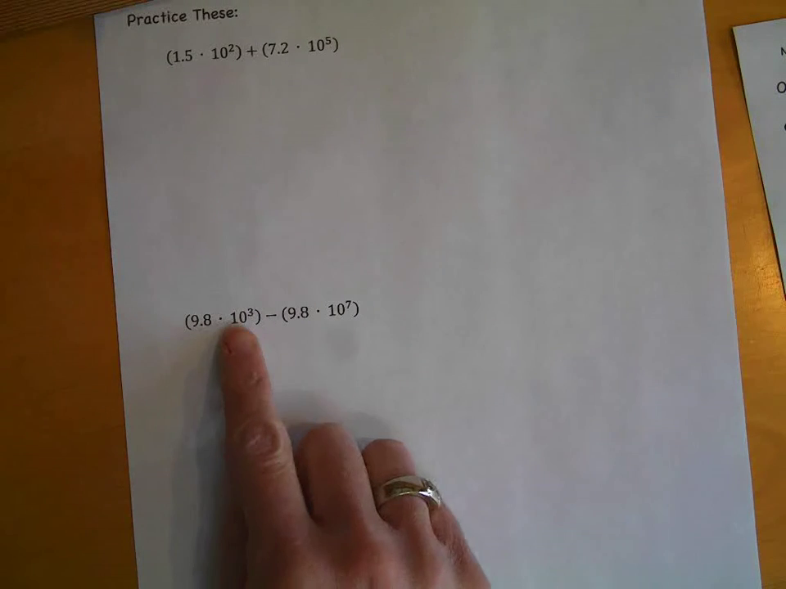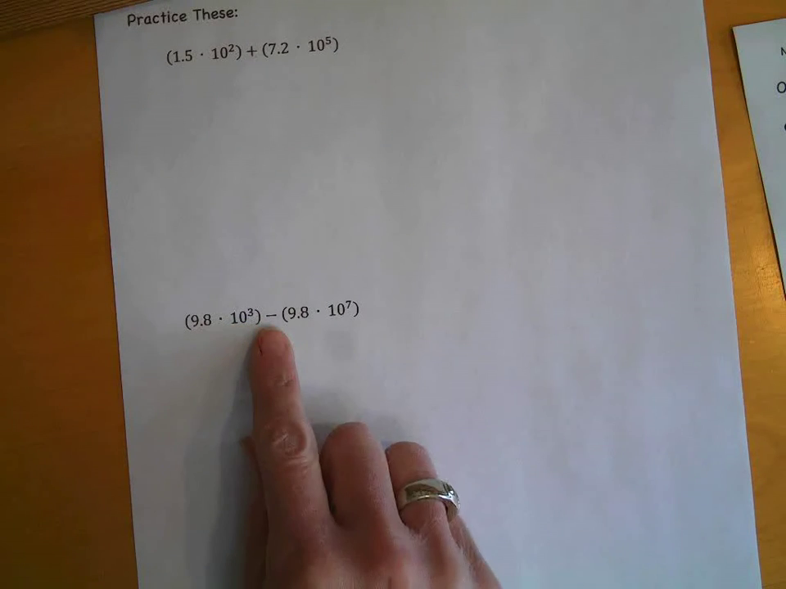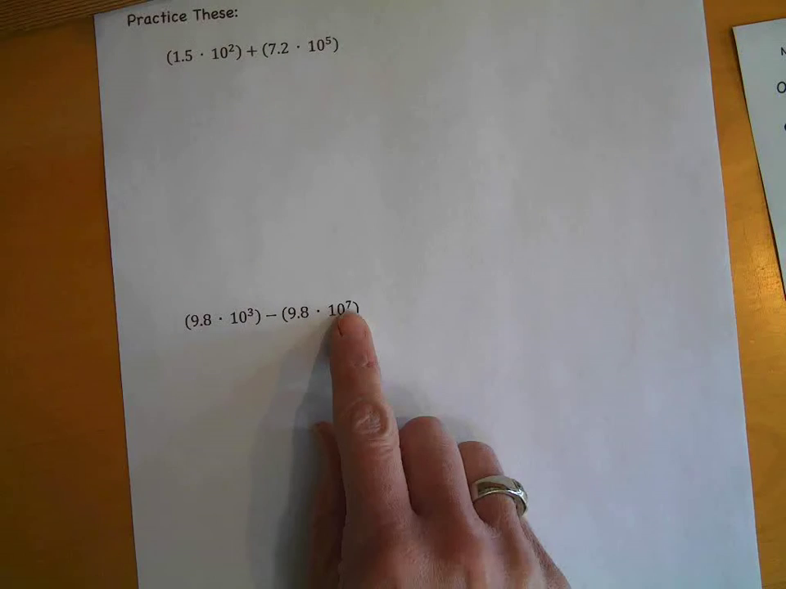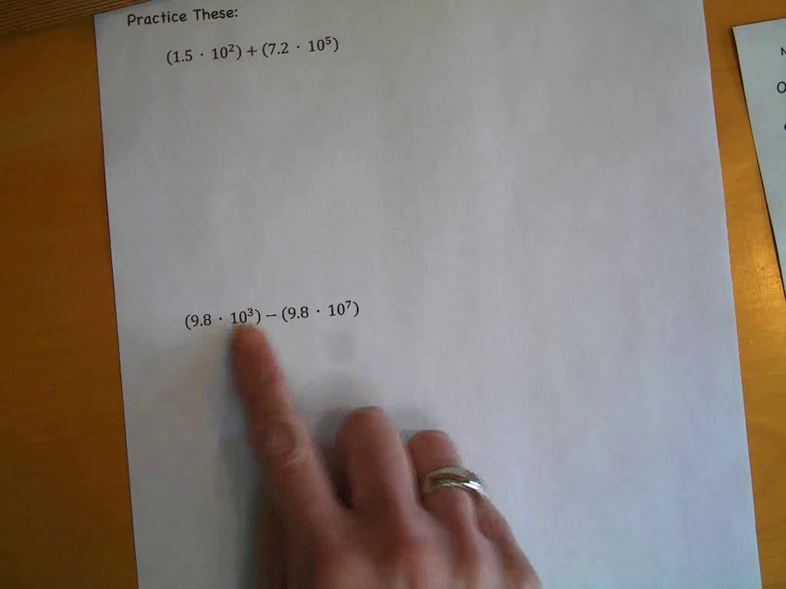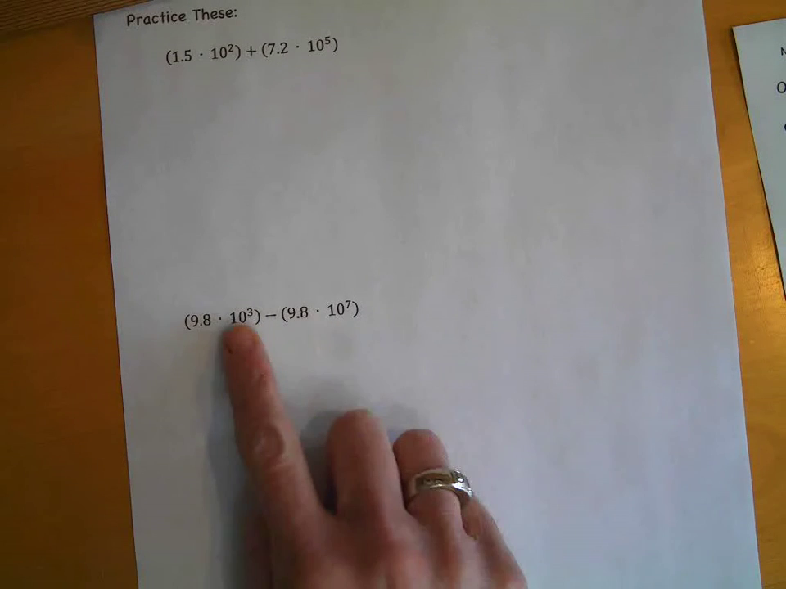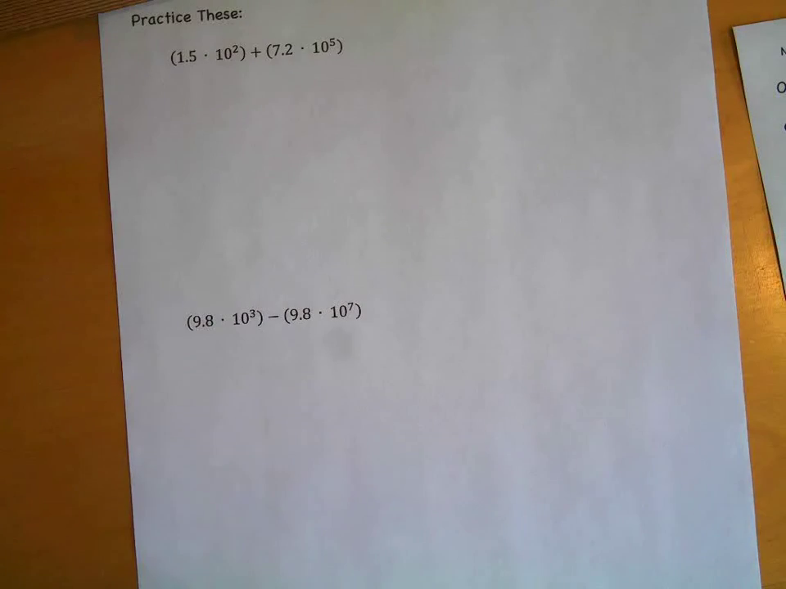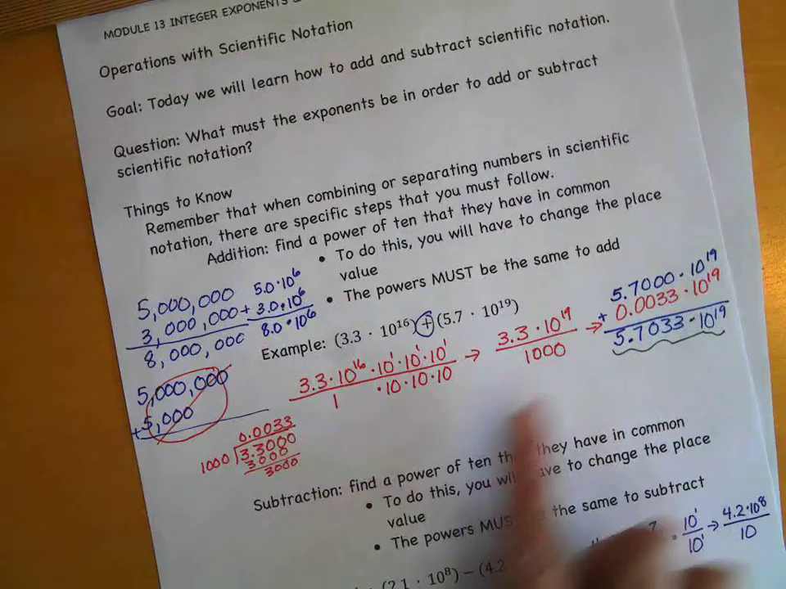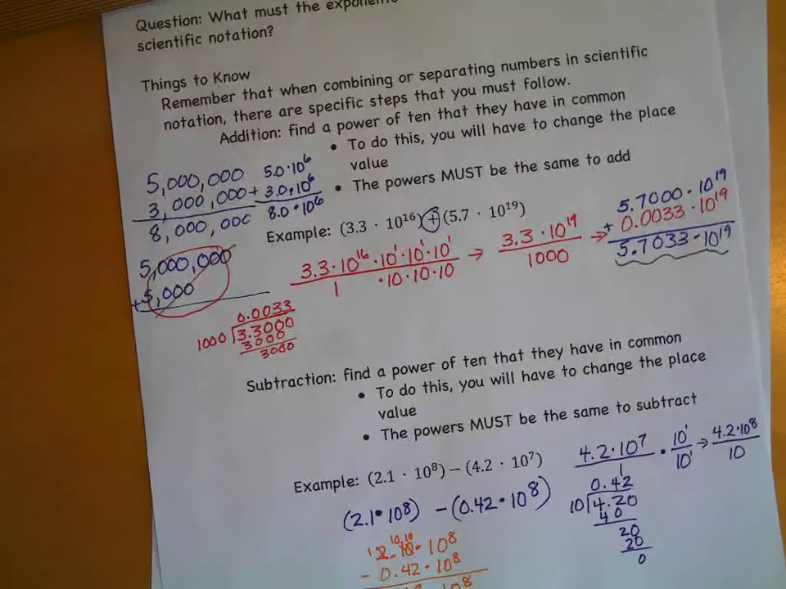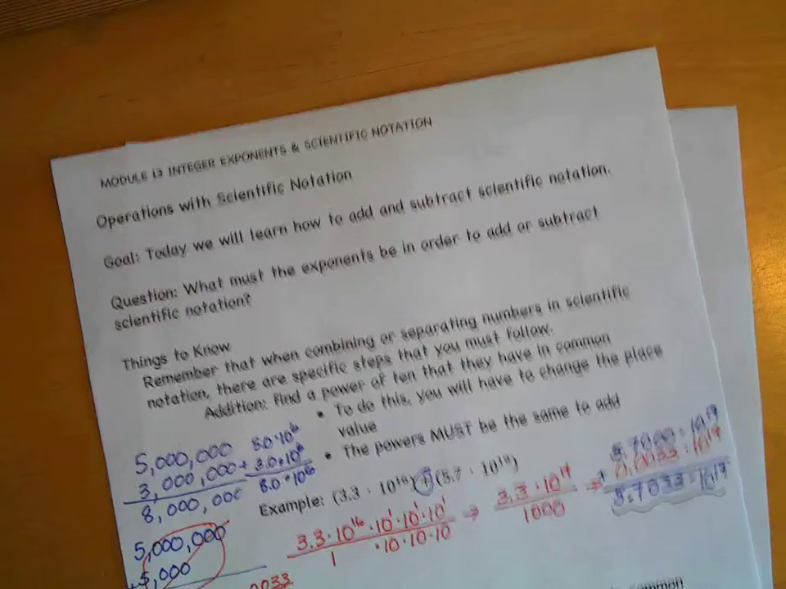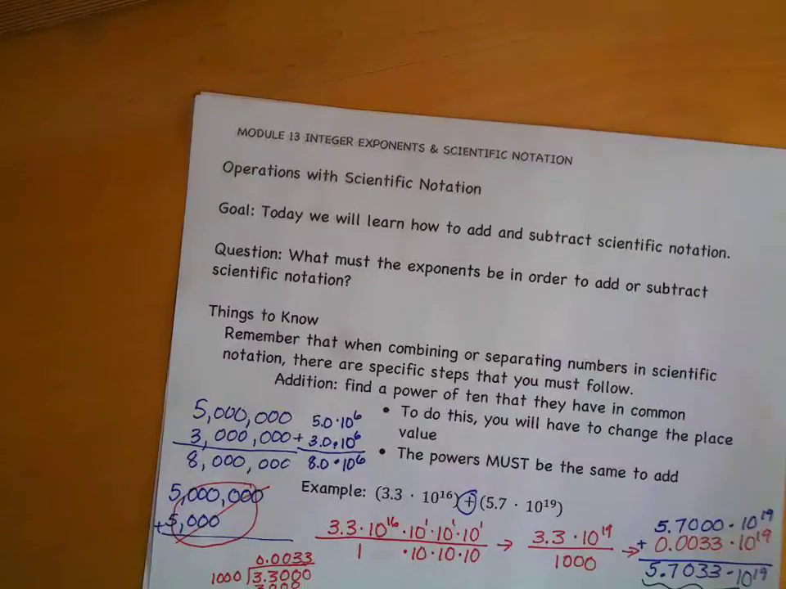Then the other practice problem that I have for you is 9 and 8 tenths times 10 to the 3rd power minus 9 and 8 tenths times 10 to the 7th power. So again, which one are you going to change your place value for, and then subtract, okay? So I want you to have fun with it. If you get stuck or you get confused, go back to what we did over here and look at your examples, because we did both types to help you see it, and it should be pretty sensible when you're done.